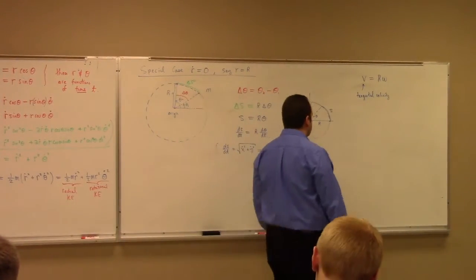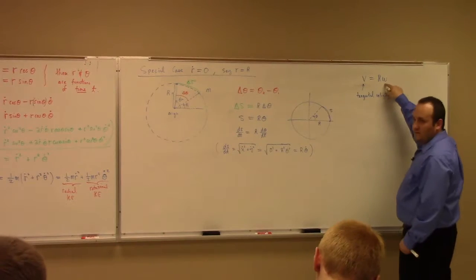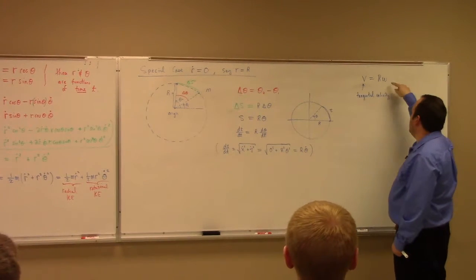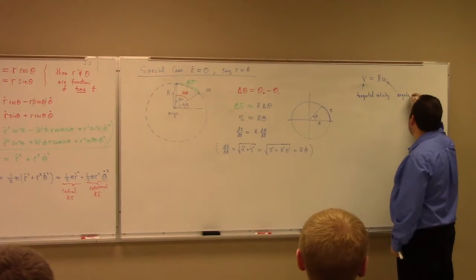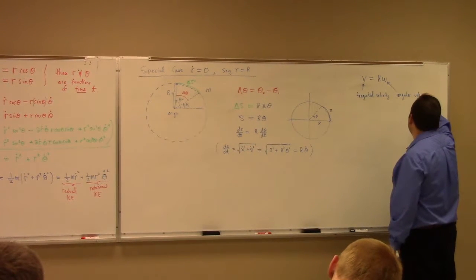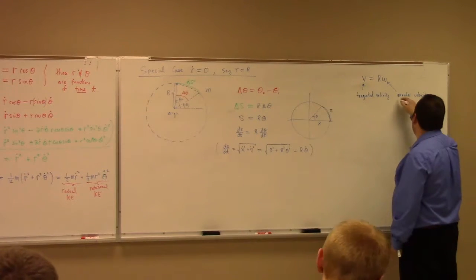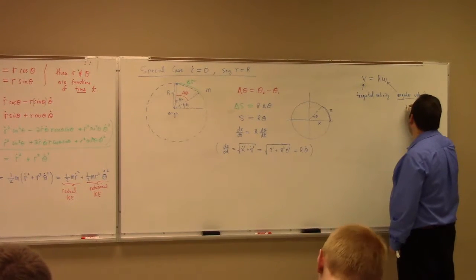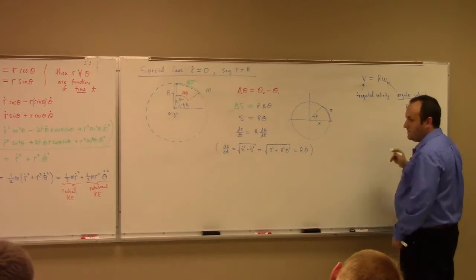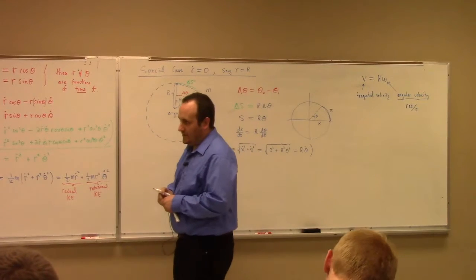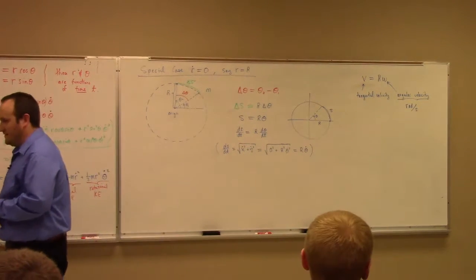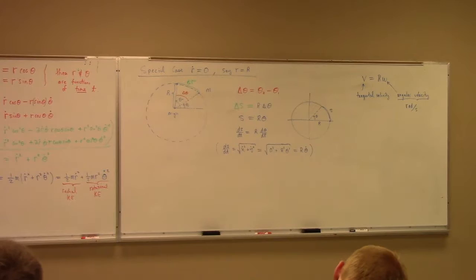And again, omega is the angular velocity, right? What are the units of angular velocity? Radians per second. Technically, the radian's not a unit. It's a dimensionless quantity. But you do need to write it. Otherwise, we don't know you're using radians.